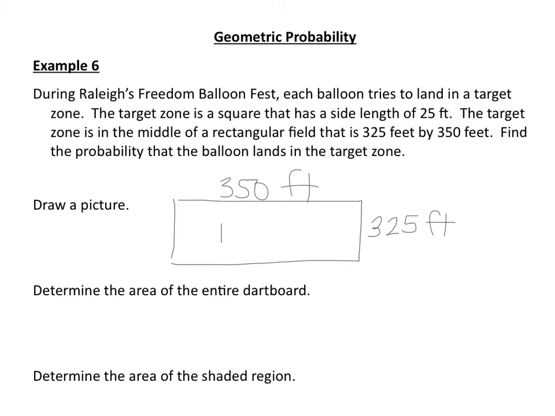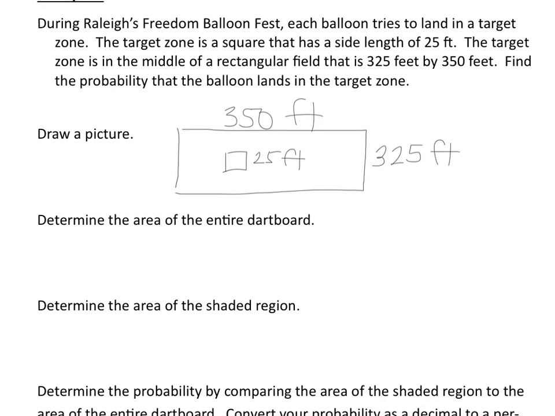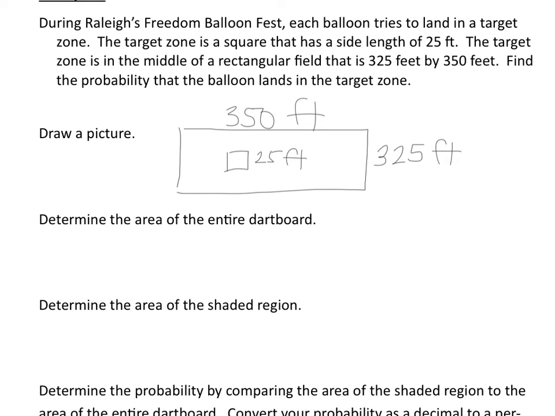And inside of it's a little square that has a side length of 25 feet. I'm sure your picture is much nicer than mine, but you get the idea. So we're asked to determine the area of the entire dartboard, in this case, the entire field. So to do that, we would multiply 350 times 325 to give us 113,750 feet squared.